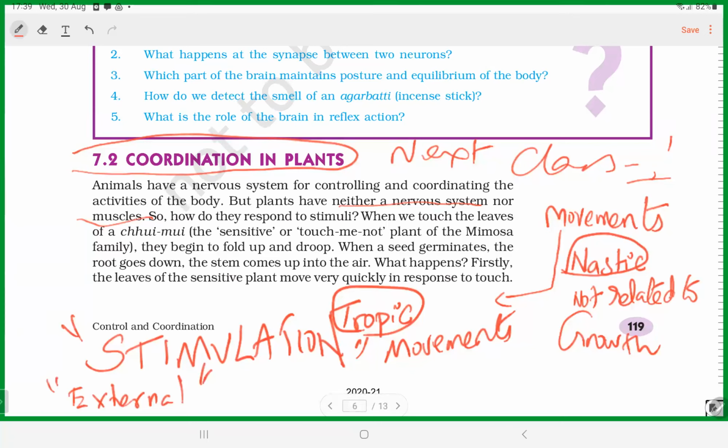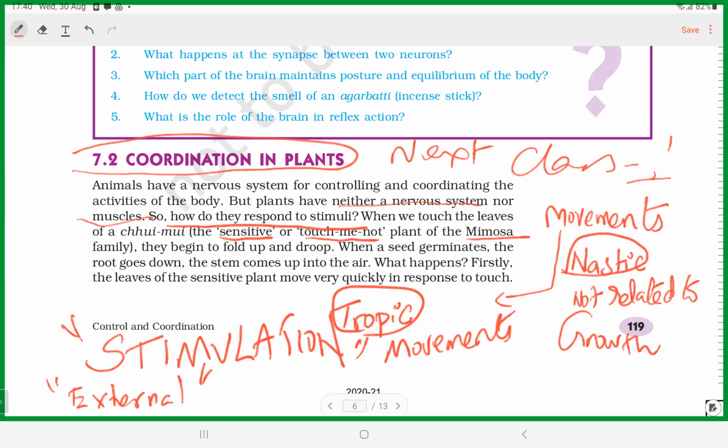External stimulations. The coordination is assessed by how the plant reacts towards the external stimulation. Control and coordination is assessed on what basis? How the plant responds to the stimulation. Is it clear? Fine. First example is nastic movement, growth unrelated movement. So what plant are they going to take? Sensitive plant or touch me not plant or mimosa. Mimosa family. Tamil enna solluvanga? Thottanchenni. That's the plant they are going to take as an example.